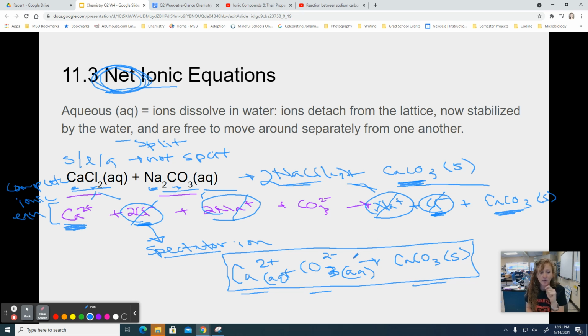I have only included ions that change. So to write a net ionic equation, you have to start with your normal chemical equation, split anything that's aqueous, do not split anything that's a solid, liquid, or gas, and then you eliminate anything that is the exact same on both sides, and you write what's left. And what's left is your net ionic equation. So you may see these, and now you will know what you're looking at. You may want to write these. Sometimes you only want to include what's involved in the chemical reaction, the chemical change. And now you know how to do it.